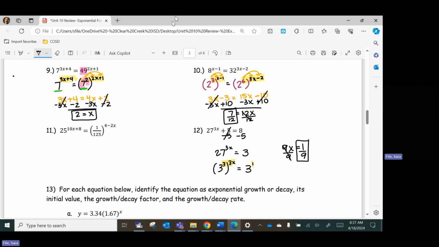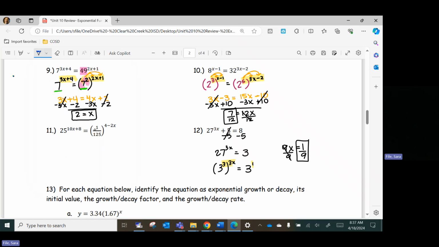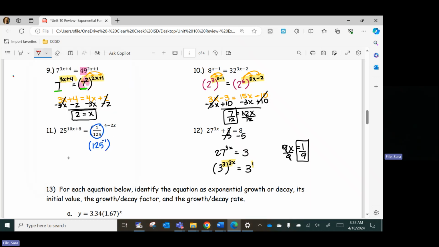But here, if I have a fractional base, remember I can move the term from the denominator to the numerator by making the exponent negative. So I can rewrite that as 125 to the -1. So instead of 1 over 125, it's 125 to the -1. Okay, so I make that replacement, but the bases still don't match. I've got 25 and 125, but I could make those both base 5. 5 squared is 25. So I'm going to replace 25 with 5 squared.